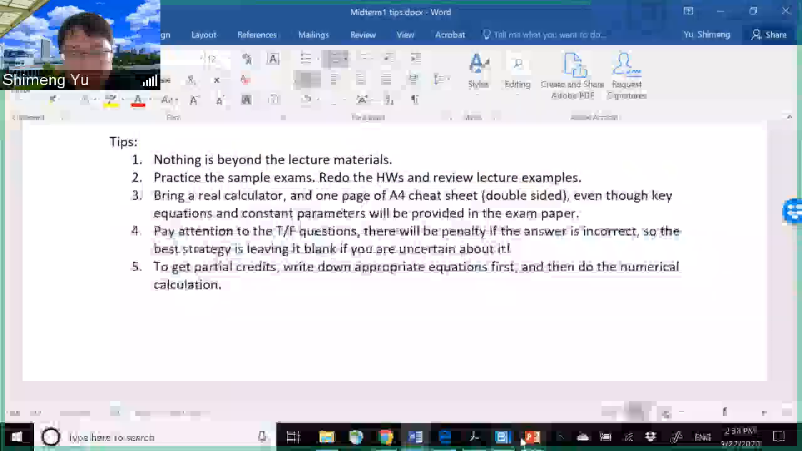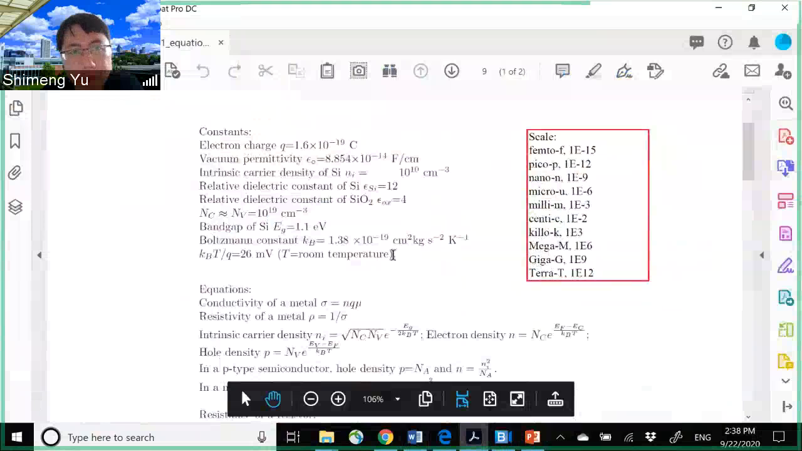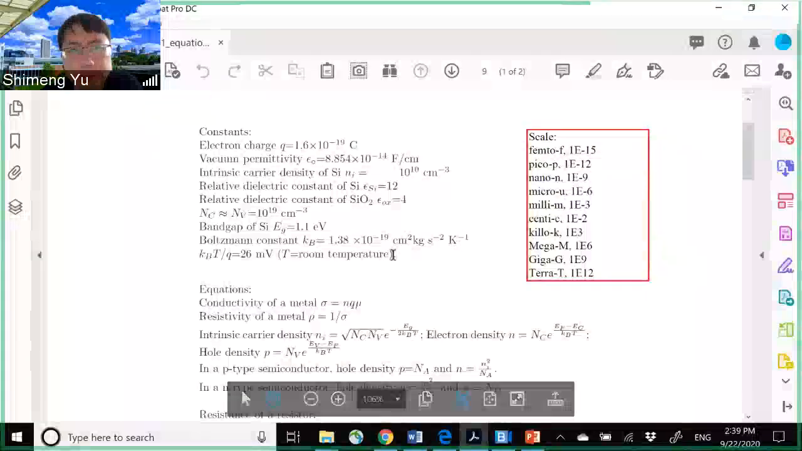Alright, so let's review the equations. As I just said, this is already posted, and we are going to attach this to your exam papers as well.